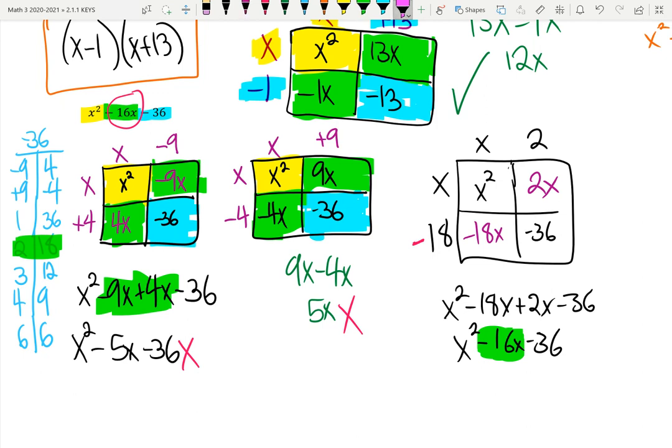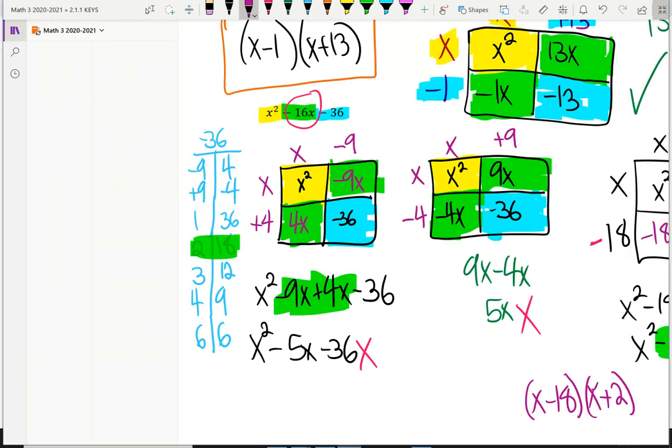So my factors are going to be x minus 18 and x plus 2. Where did I get that from? Well, looking at the sides. X minus 18. Look at the top. X, what type of 2 is it? Oh, positive 2. All right. Essential skill using an area model to factor quadratics. That's it for now.